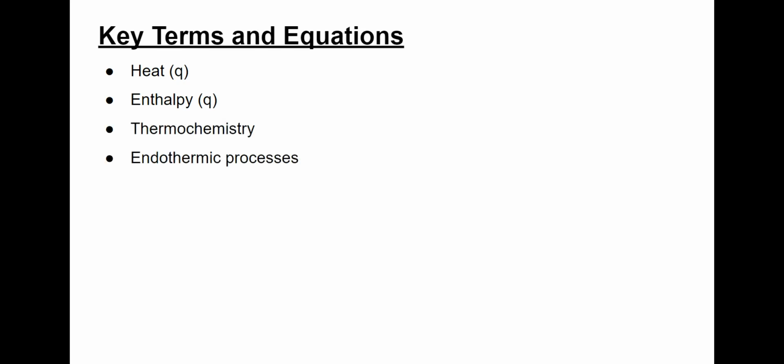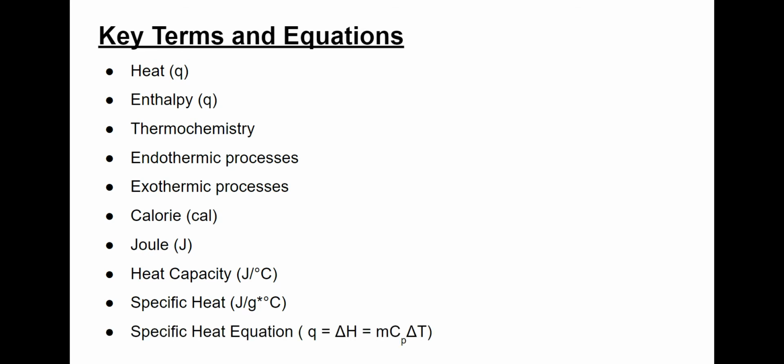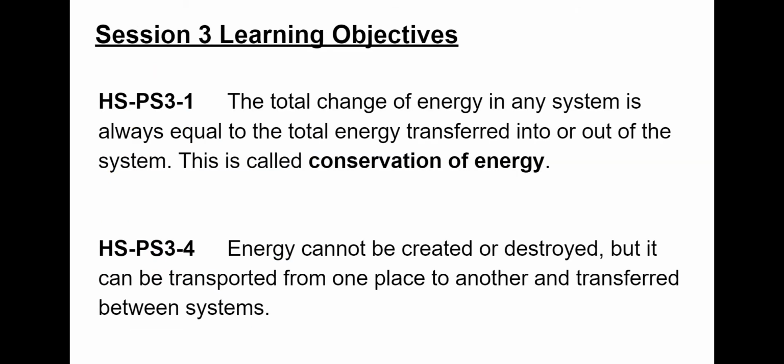A couple of key terms and equations I want to go over quickly today before we start our presentation are heat, given the symbol Q, enthalpy, also given the symbol Q, thermochemistry, endothermic processes, exothermic processes, calories, joules, heat capacity, specific heat, and lastly, the specific heat equation. These are the terms and equations that we will cover in this presentation.